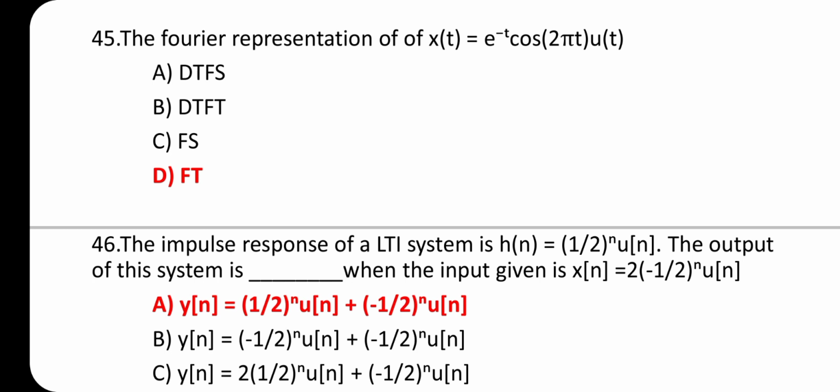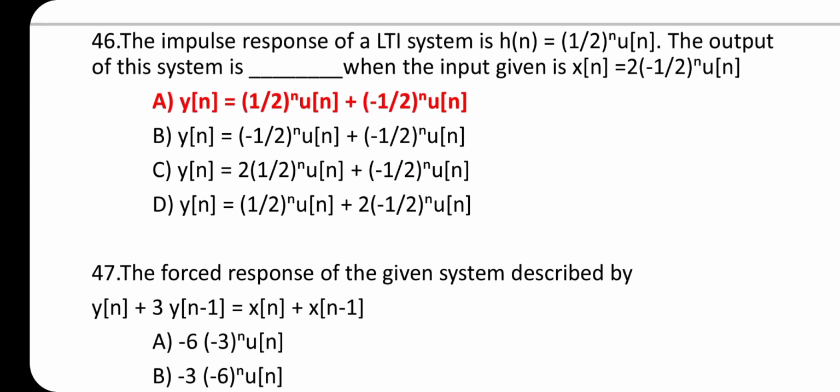45th question, the Fourier representation of x of t equal to e raised to minus t cos 2 pi t u of t is option D, the Fourier transform.